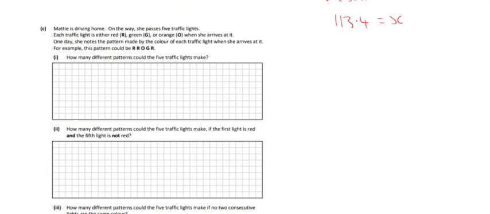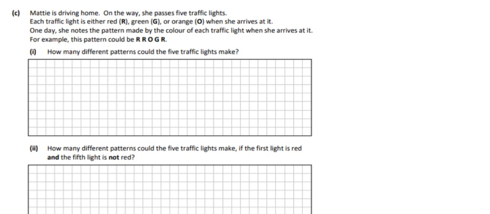Okay. So for part C, she's just passing traffic lights. Each time she passes a traffic light, there are 3 different options for what could happen. It could be a red, a green, or an orange. So it's just going to be 3 to the power of 5, 3 times 3 times 3 times 3 times 3. Each of those 3s represents a different traffic light. It's just 3 options each time, and that gives us 243. So that's for the first part.